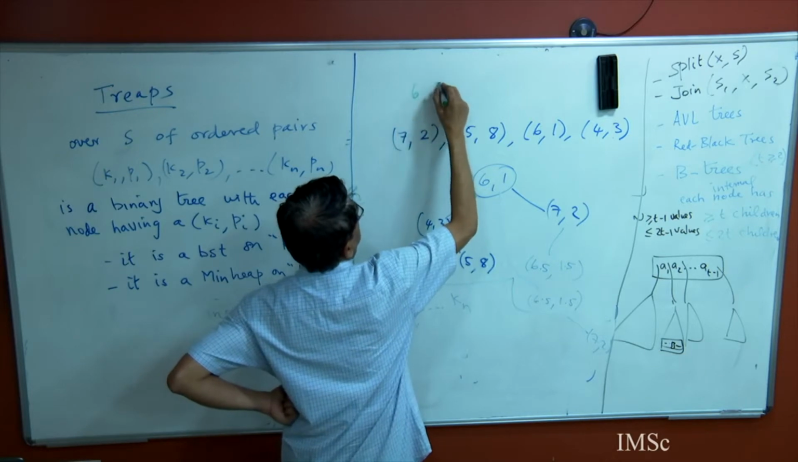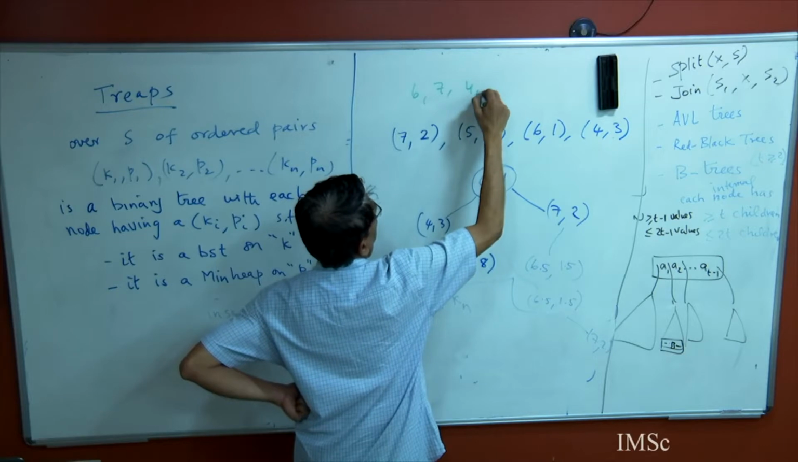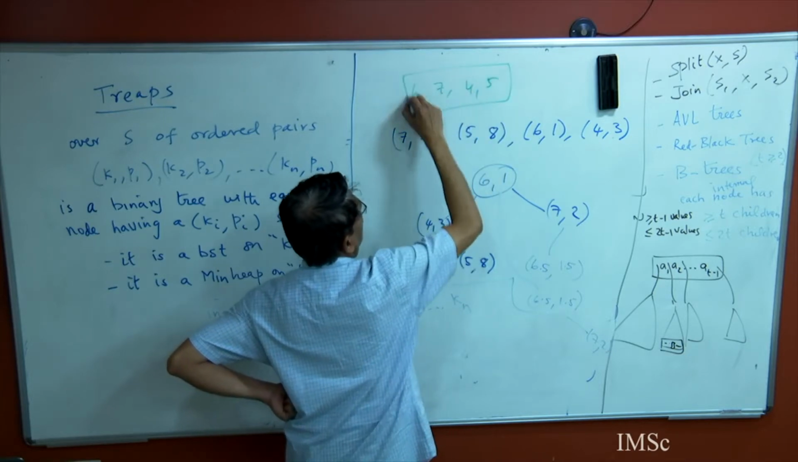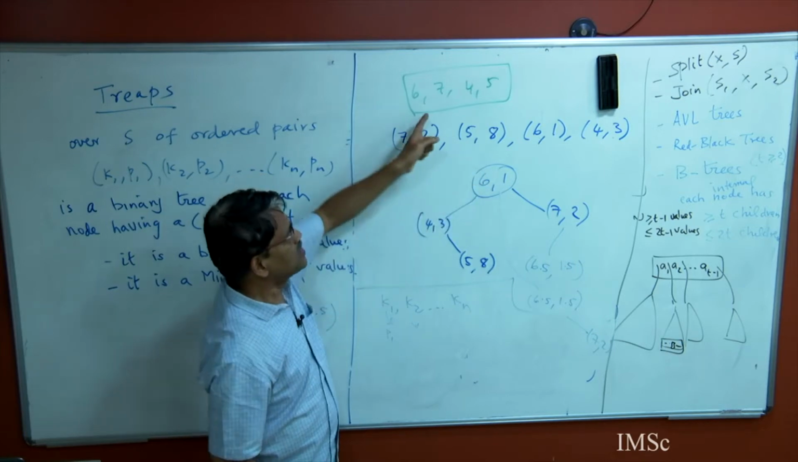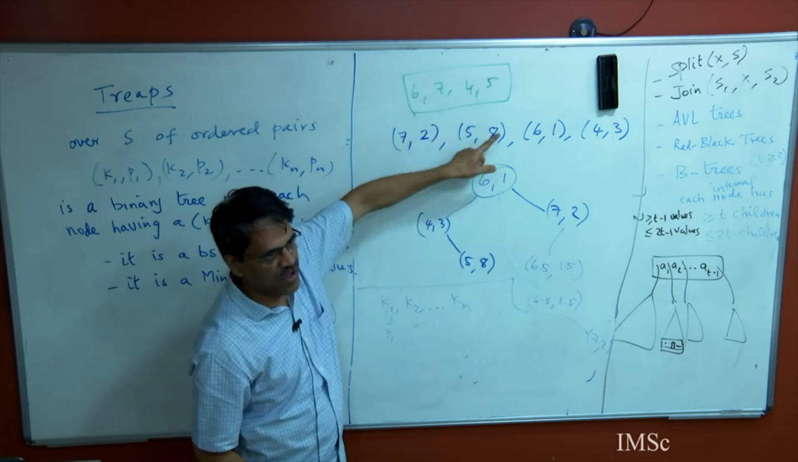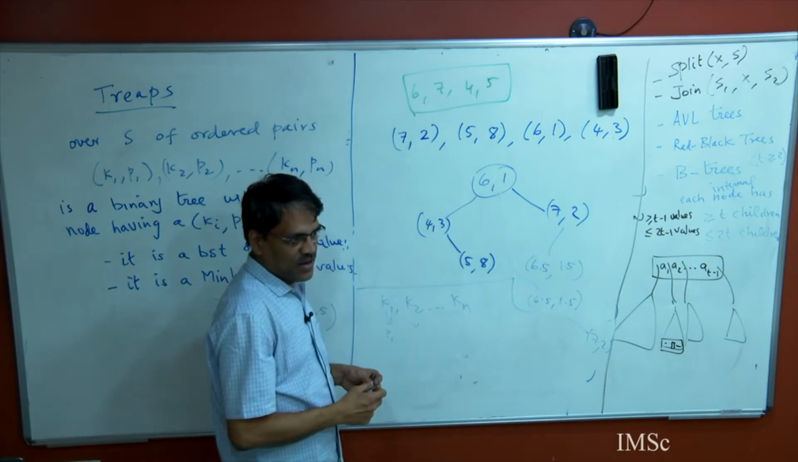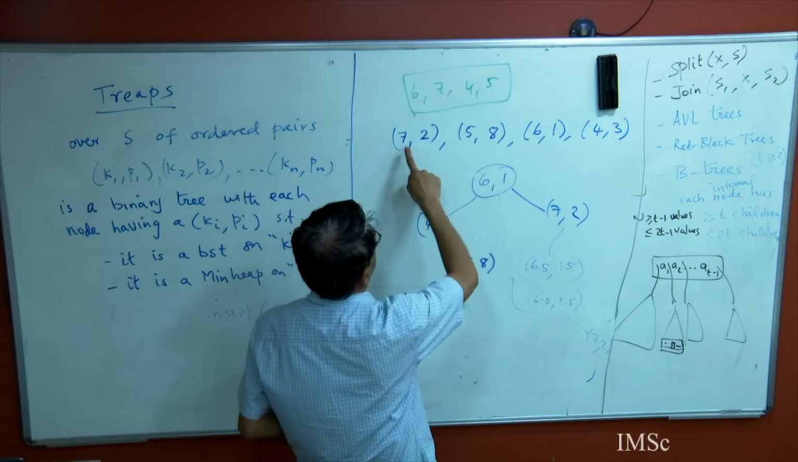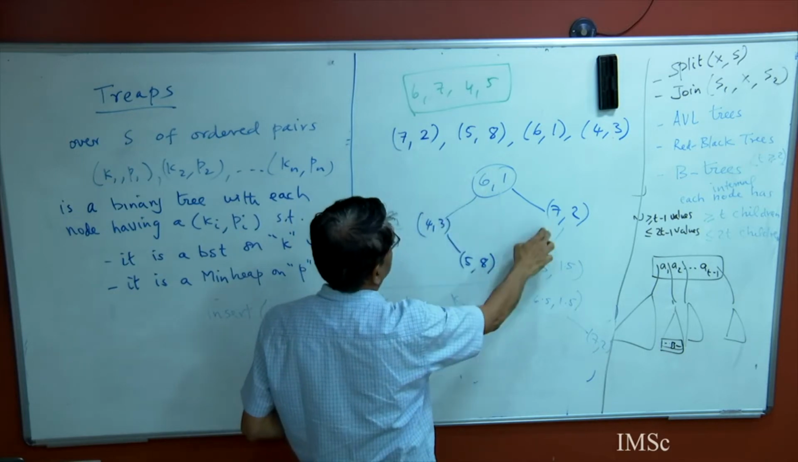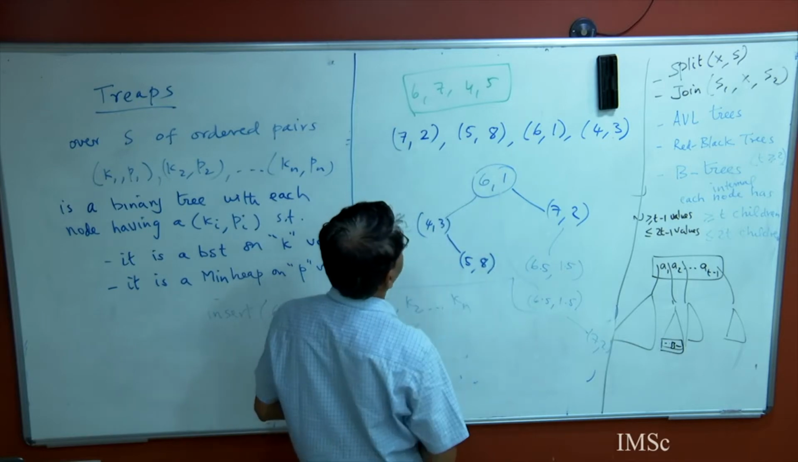So 6, 7, 4, 5. If these are the keys that came in this order, with 6 first, then 7, 4, 5, and I build a binary search tree, I will get exactly this tree. Because 6 will be inserted, and then comes 7, so 7 goes here, 4 will come here, and then 5 will come here.